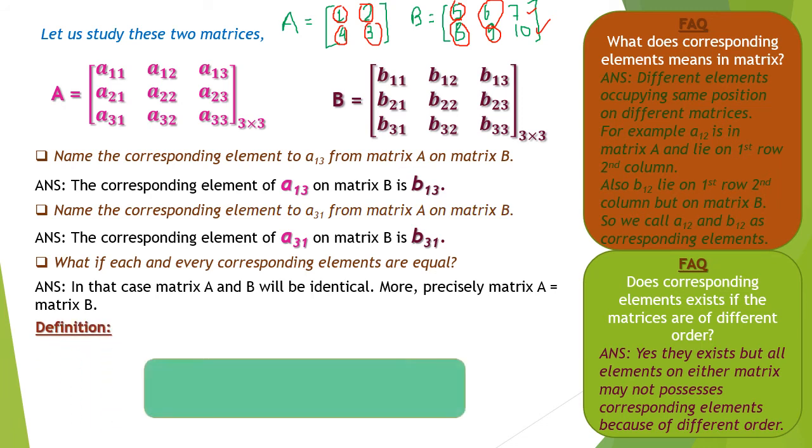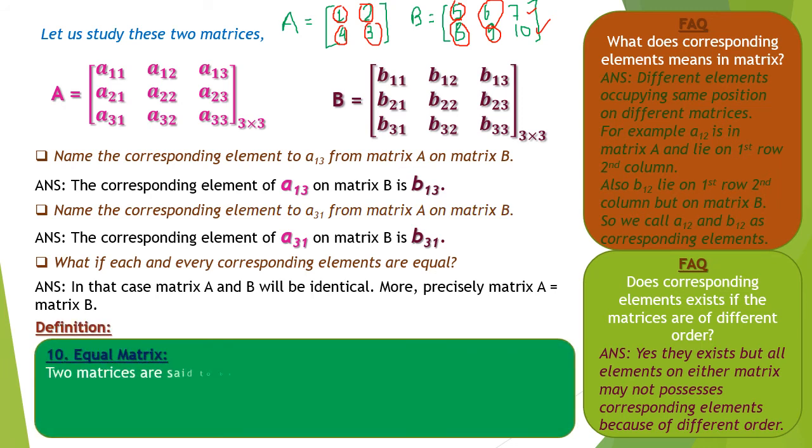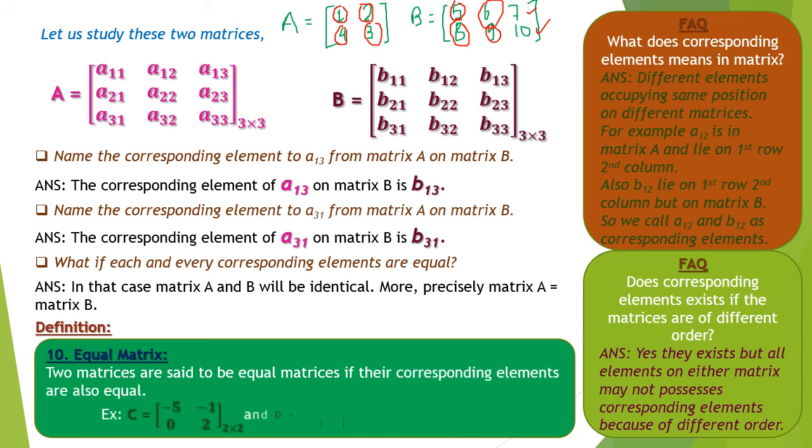Now the definition of equal matrix. Two matrices are said to be equal matrices if their corresponding elements are equal. Each and every corresponding element must be equal. Here C and D are equal matrices because their corresponding elements are equal. So now this completes our types, and we move to the exercise.